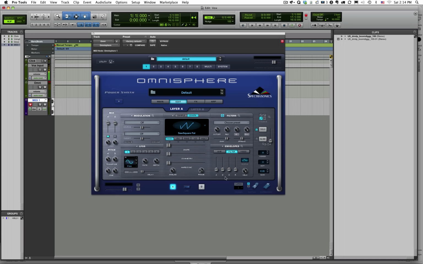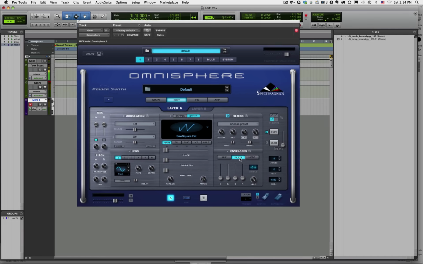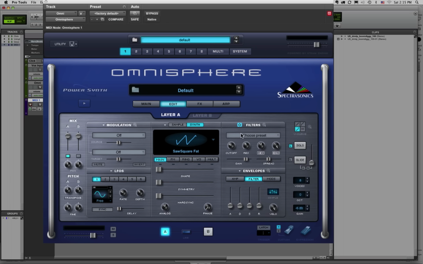I have this same sound, and if I apply the ADSR envelope to the filter, which is what I'm doing now, I can have the filter gradually open over time. So it opens, and then as soon as it gets there, there's no decay, so it immediately drops to whatever the sustain level is of the envelope that's being applied to the filter.